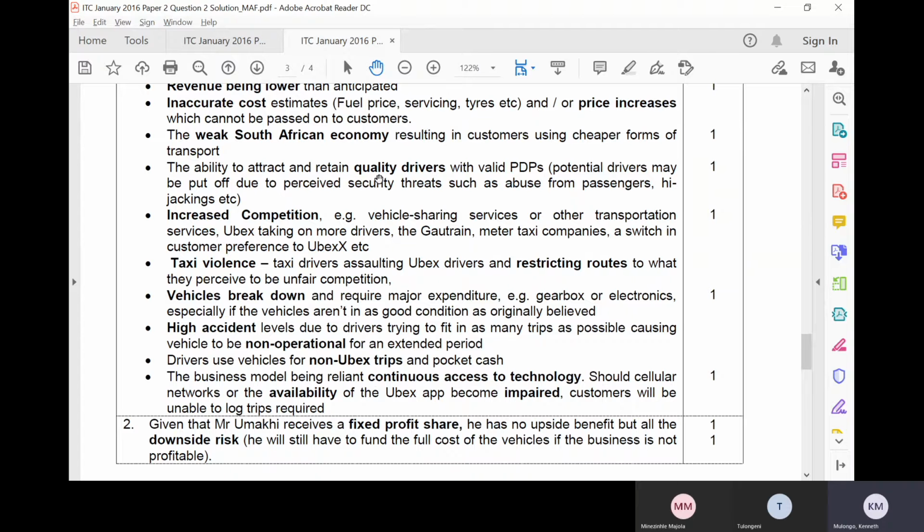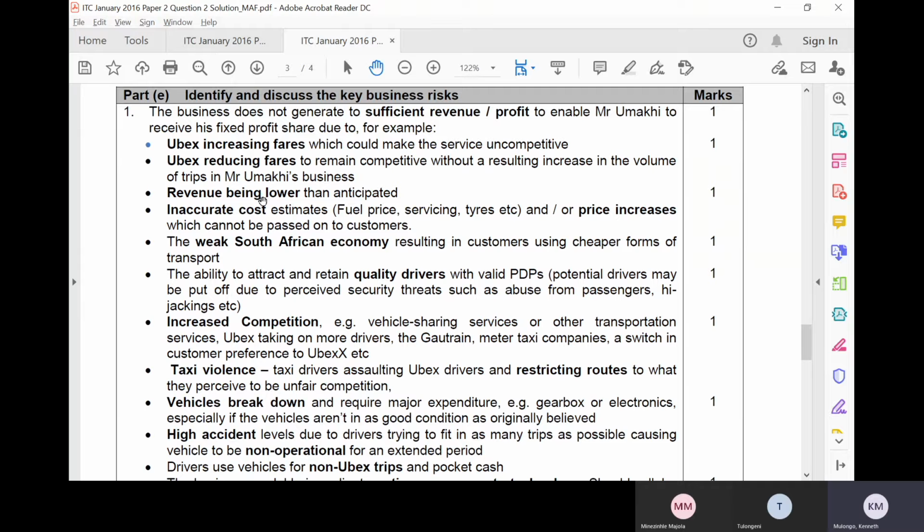The ability to attract and retain quality drivers with valid PDPs. Potential drivers may be put off due to the perceived security threats such as abuse from passengers, hijacking, etc. So in this scenario, Mr. Maki had 10 cars, so he needed 10 drivers. If the drivers become scared, he's going to have 10 cars, but maybe 9 drivers.